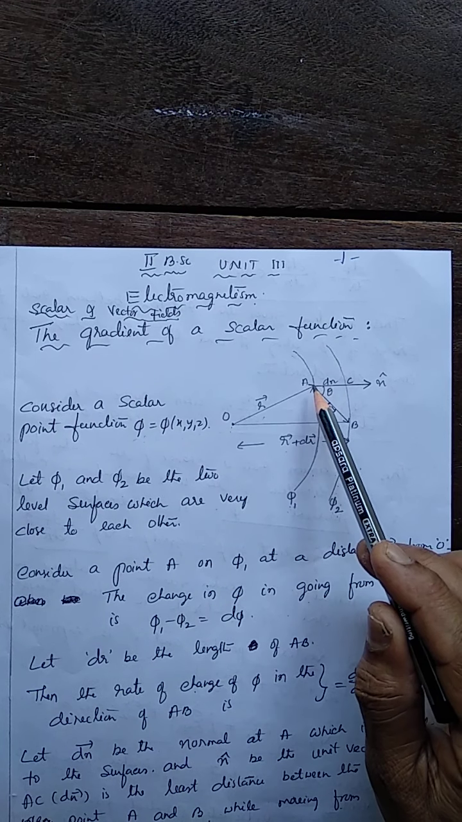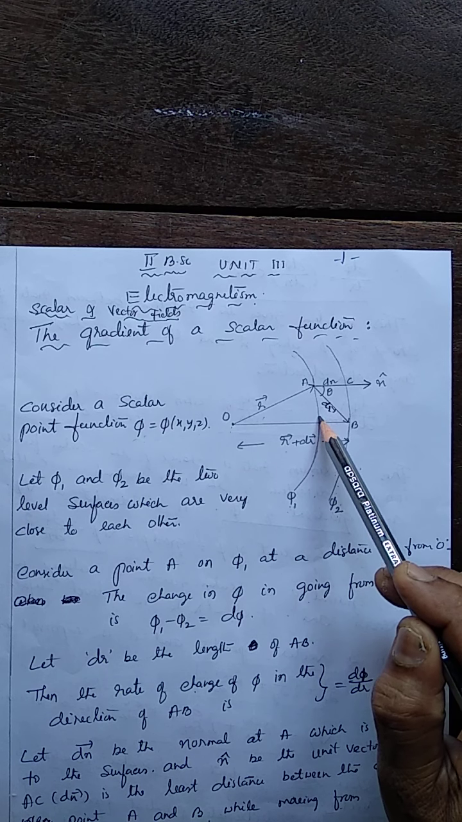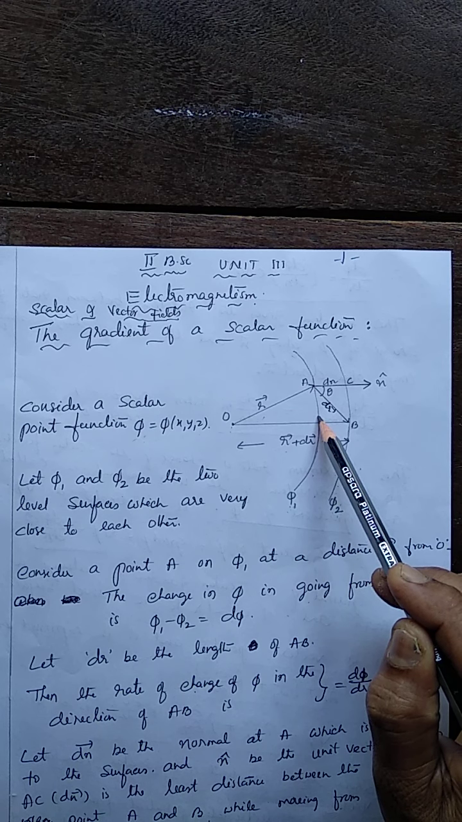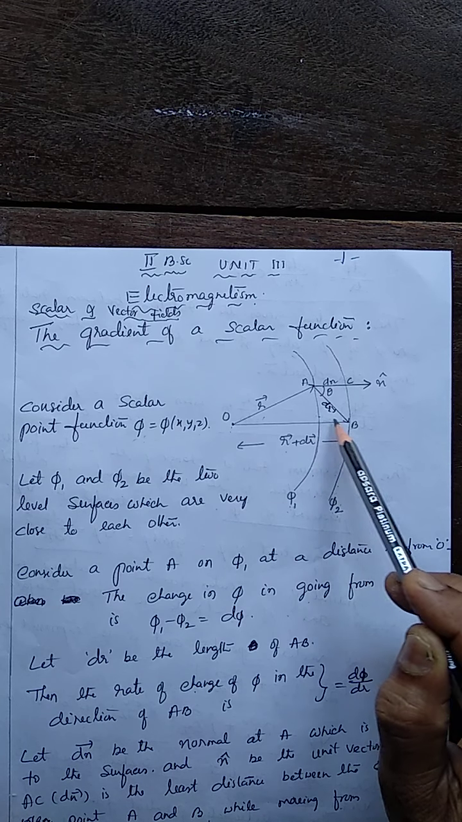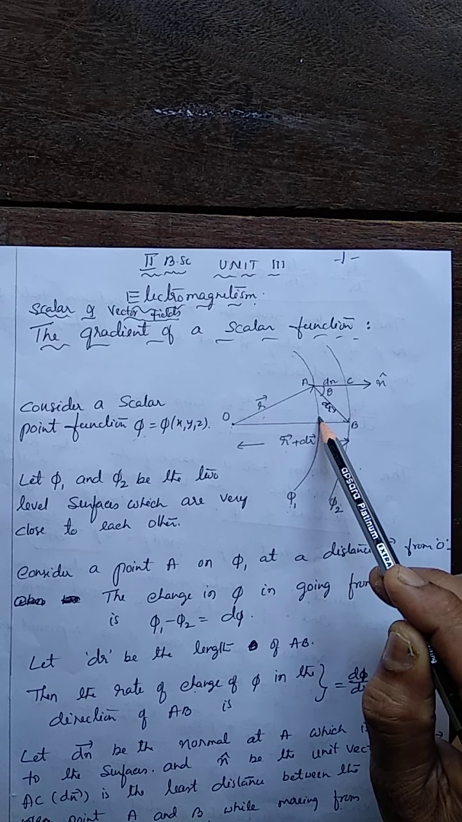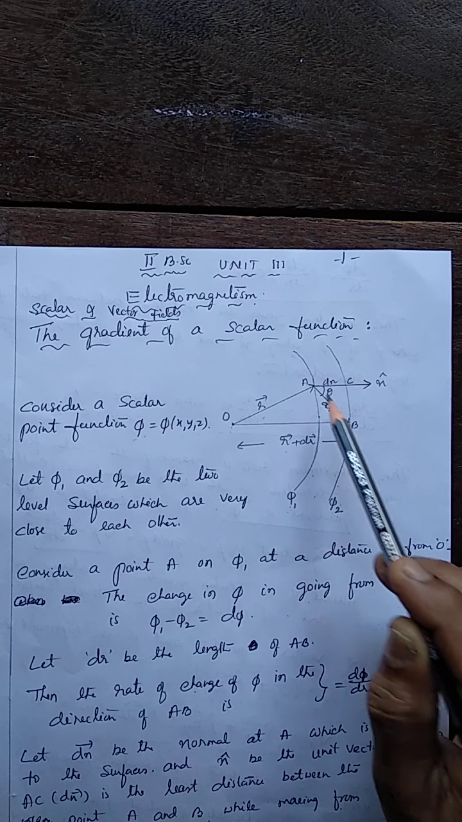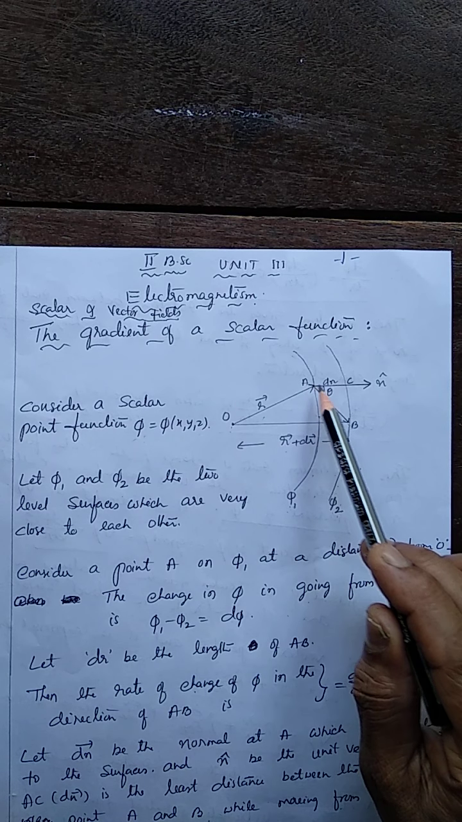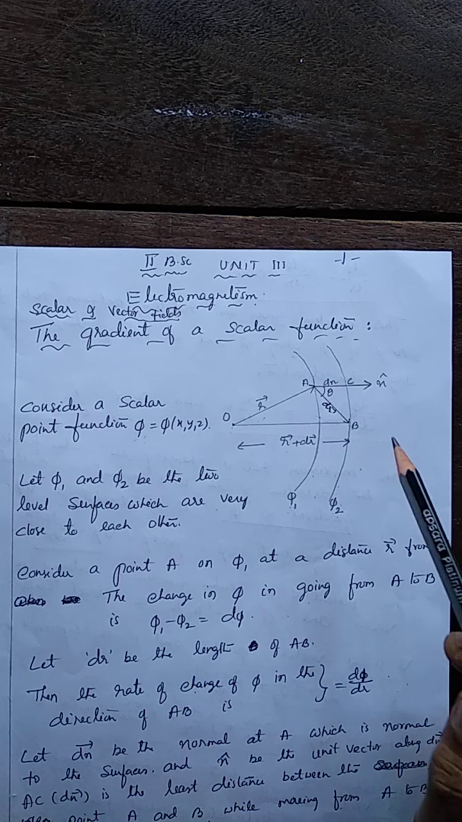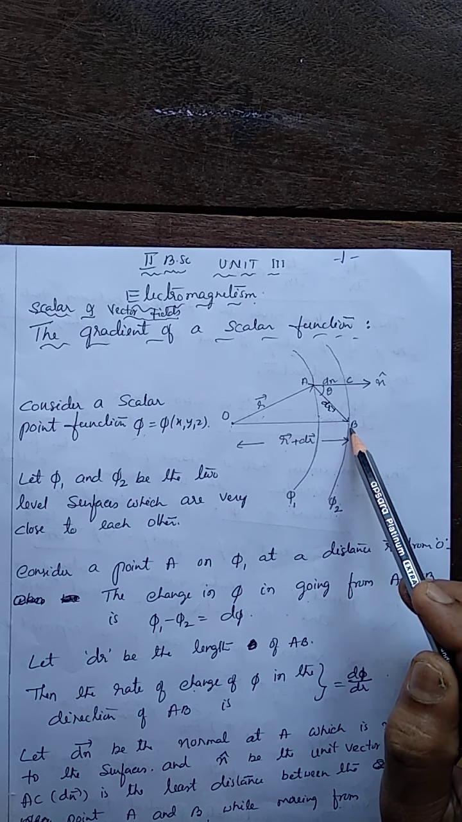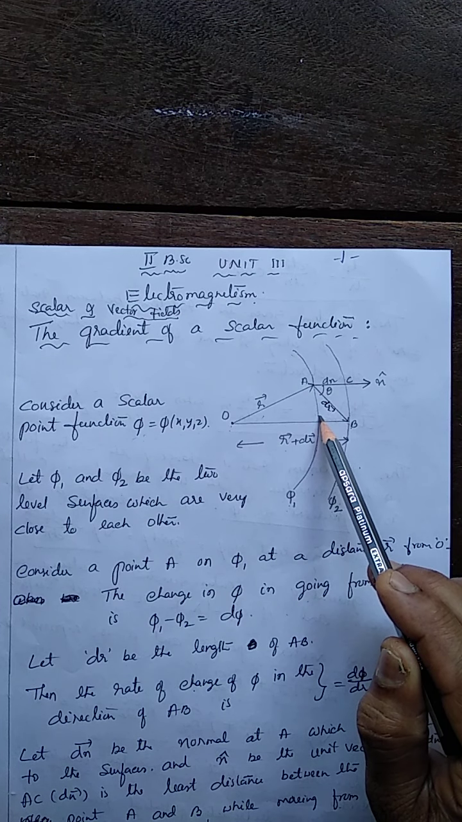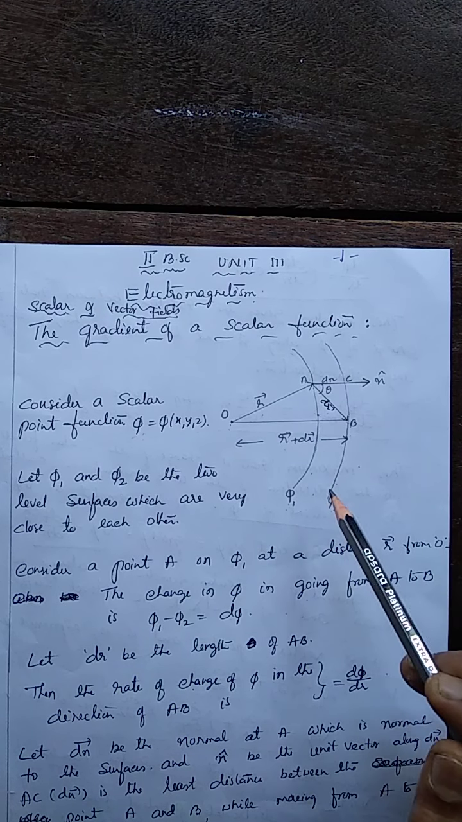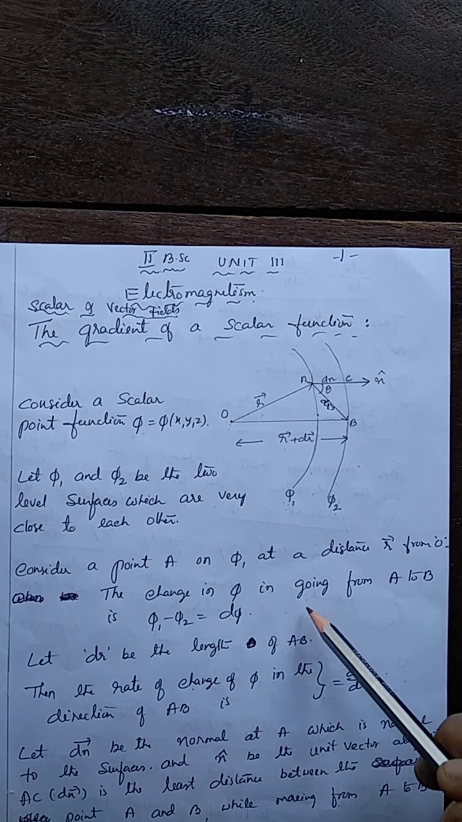The point A is very close to B. For convenience, it is taken here. Let dr be the distance between the points A and B. When we move from the point A to B, the change in phi is given by d phi, phi 2 minus phi 1.